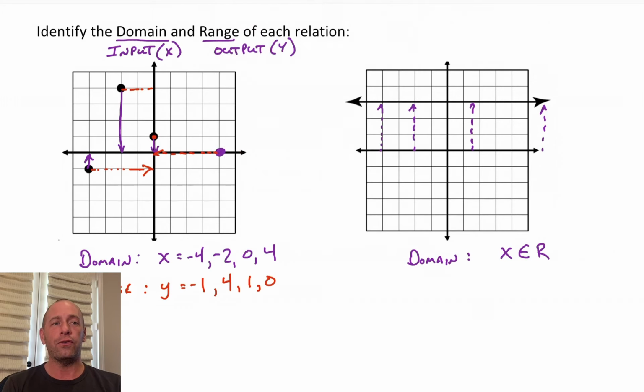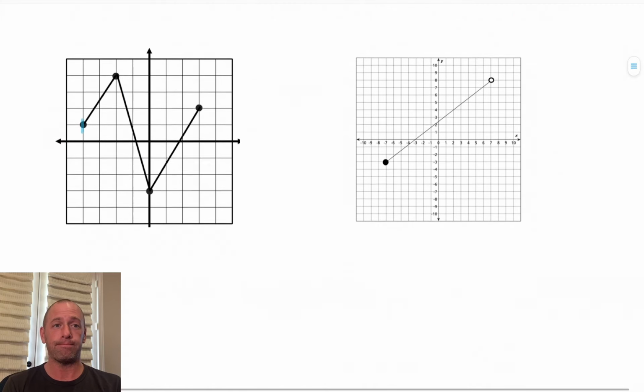Now your range, you've got to look carefully at this horizontal line. It doesn't matter what input you pick, you're always going to get the same output of 3. So this next coordinate, -2, your output is 3. 0, your output is 3. So your only output that you ever get is 3. But be sure to specify that y is 3. Otherwise, your teacher might think that you're talking about x.